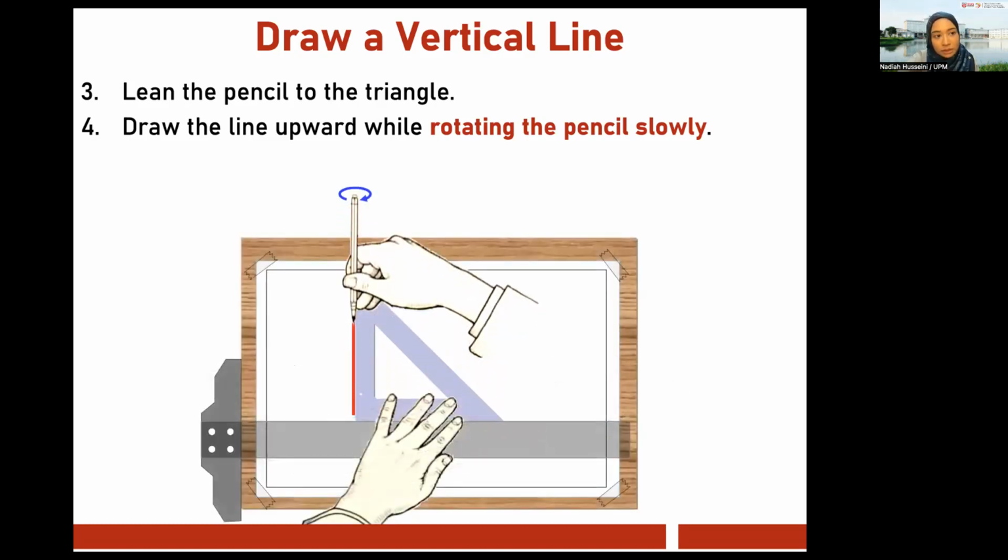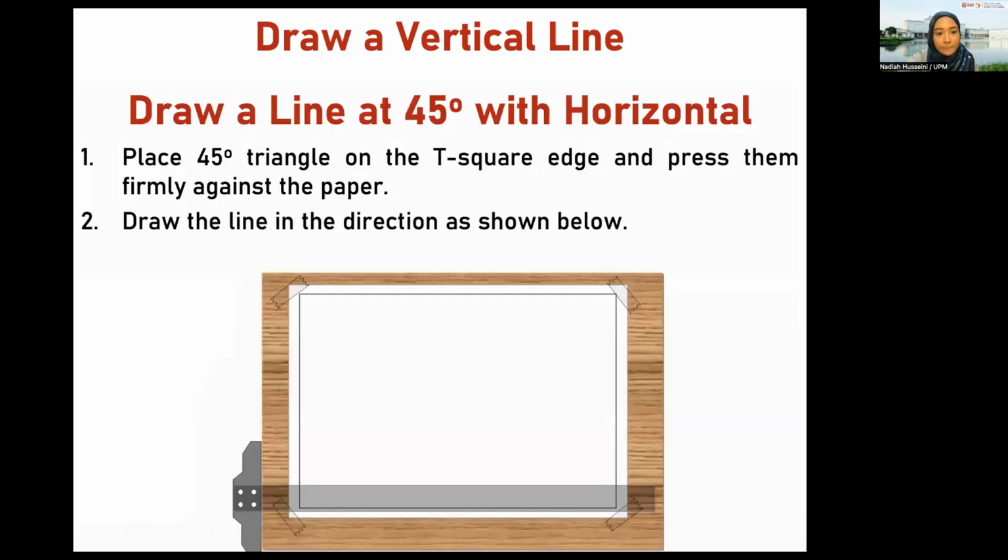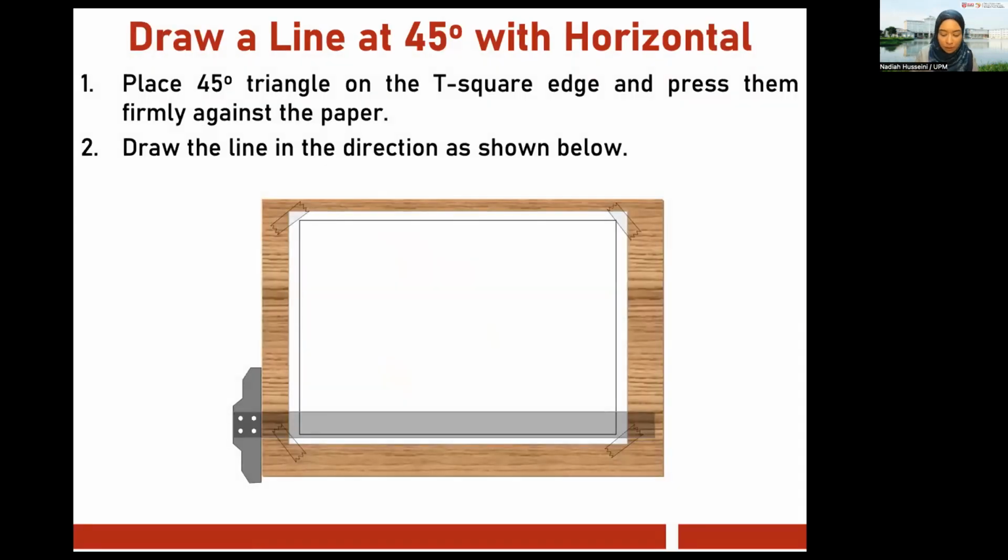Okay, so again, rotating while you are drawing. That was drawing a straight line. Senang je kan? Kena ingat angle-angle sikit lah. And now we're going to draw a line at 45 degrees with horizontal. If you have any questions, you can interrupt me anytime, okay? So place 45 degrees angle.